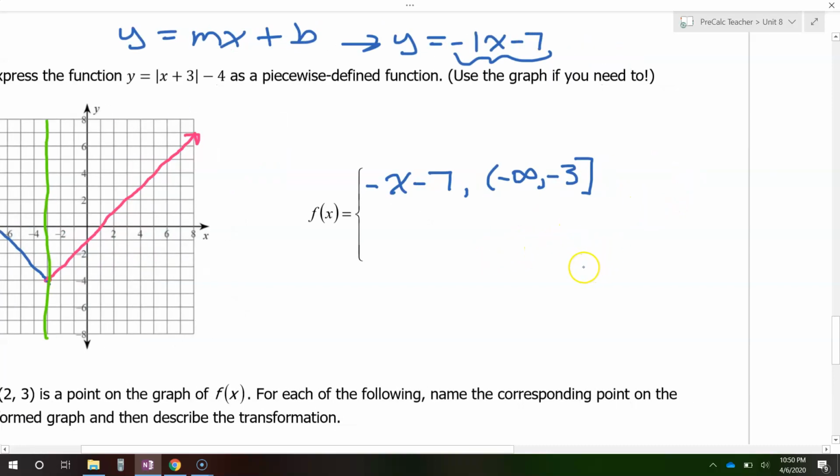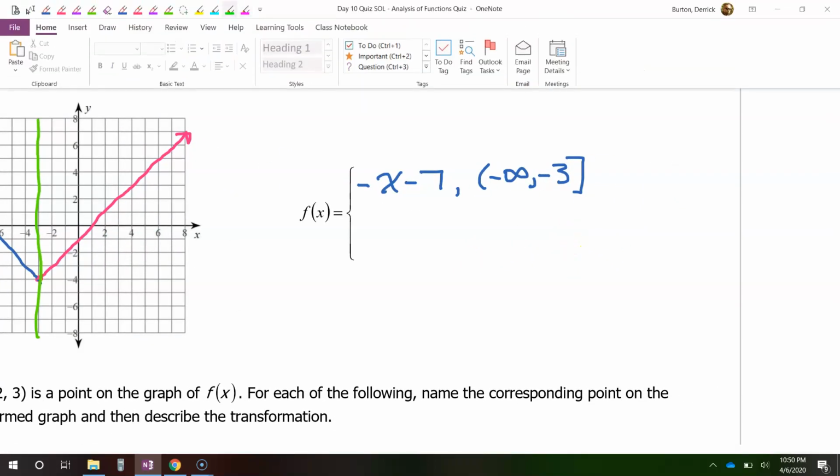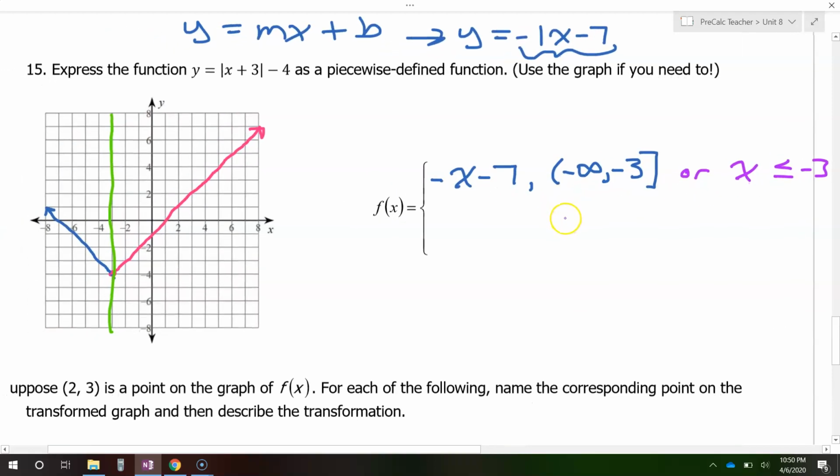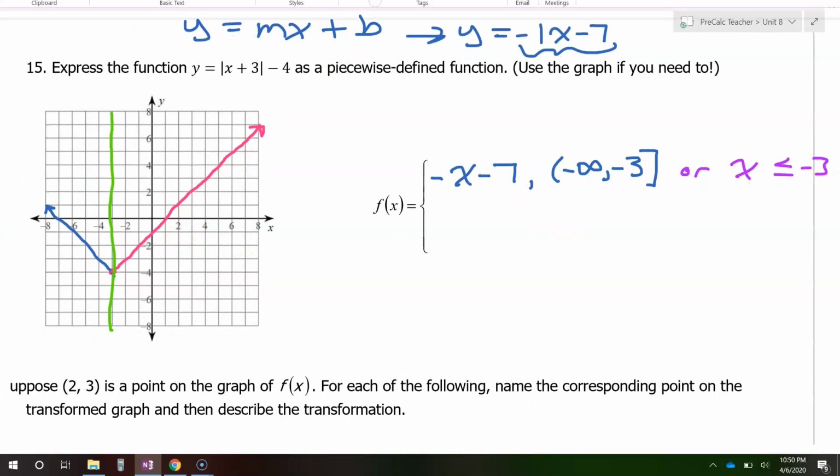By the way, if you're one of the people who prefers inequalities, as an inequality, I could have written this as x is less than or equal to -3. All right, that means the same thing as this interval. Anyway, let's move on to the red function now.